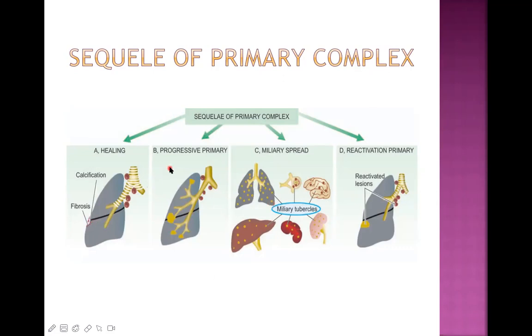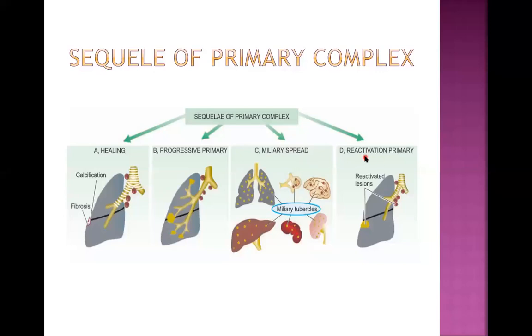Now there are probably no live organisms here. Now, B, there is a progressive primary. Because of the lack of immunity, it is progressing inside the lung. See there, it is progressing inside the lung. Now, it has affected many different parts of the lung. Third one is miliary spread. This is miliary mottling. We say very small-sized granulomas are scattered in both lungs or even in other organs. This is called miliary tuberculosis or miliary spread. This is considered a very severe form of tuberculosis.